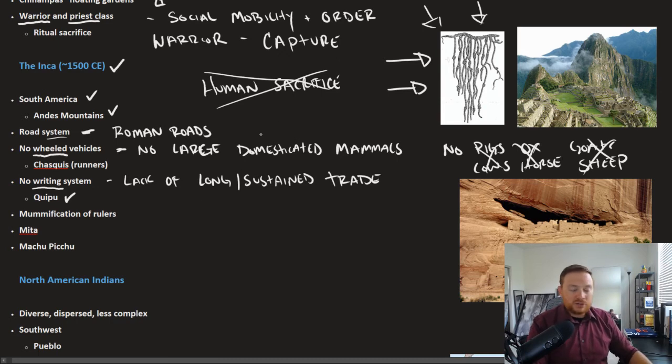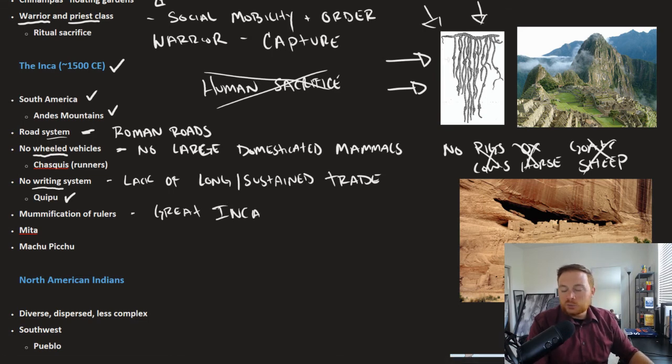In terms of the governing structure, the Aztecs had an emperor. The Inca had something very similar called the Great Inca. And in the Inca Empire, the Great Inca, or the ruler, owned all the land and was considered to be part deity. And so the Inca practiced mummification of their rulers, believing that even after the Great Inca dies, they can continue to rule even in the afterlife. And so this mummification practice was used.